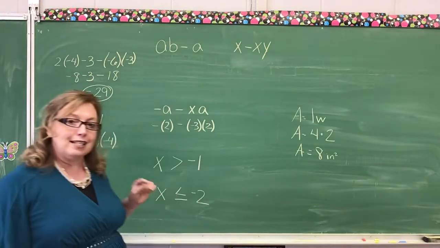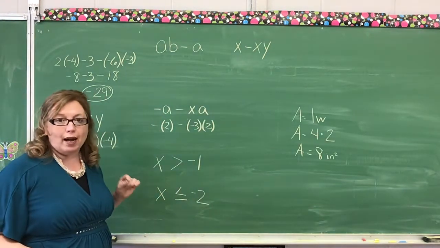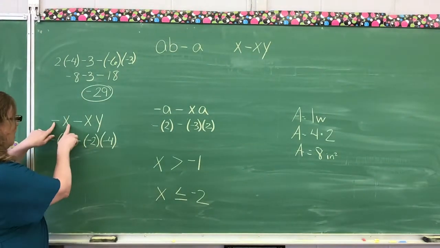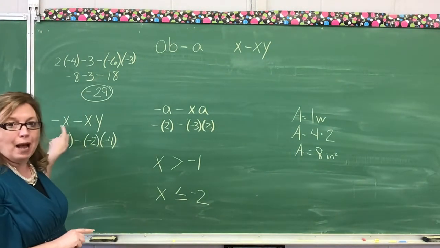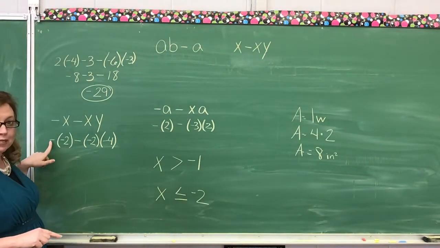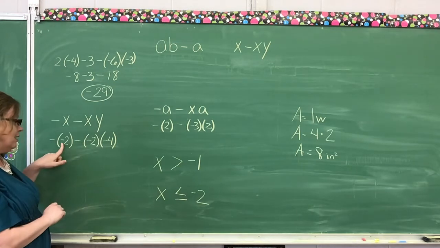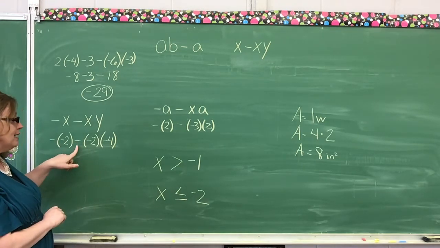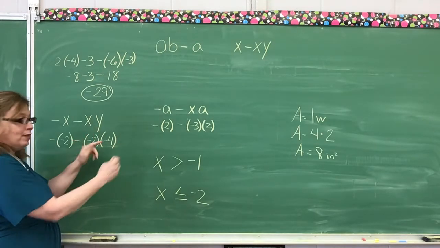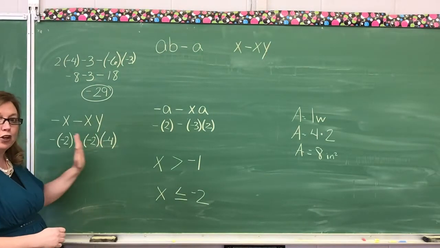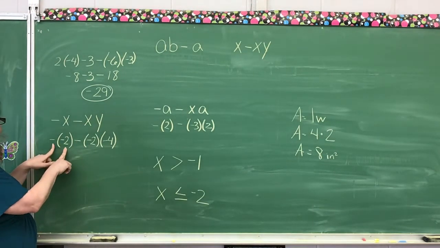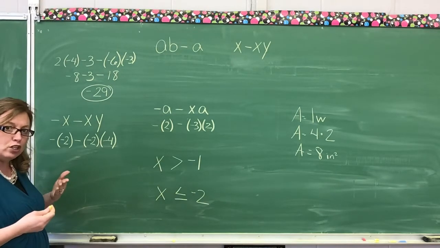Okay, if x is negative 2 and y is negative 4, we're simply going to substitute. Now remember, this means the opposite of x, and x is negative 2. So I wrote the opposite, use your parentheses, negative 2, minus parentheses, negative 2, times another parentheses, negative 4. Now I'm going to go through here and multiply, okay? I'm going to take care of this first because it's like multiplication, though it's not.